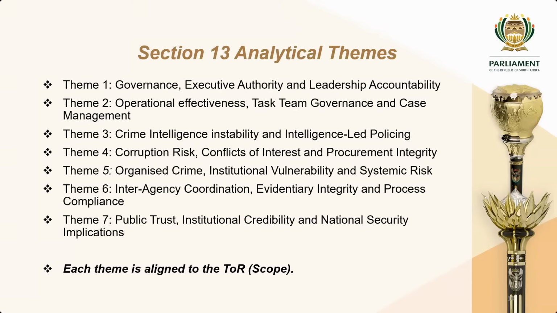So the themes are, theme 1 is your governance, executive authority, and leadership accountability. Theme 2 is your operational effectiveness, your task team governance, and case management. Theme 3 looks at your crime intelligence, stability, and intelligence-led policing. So you can see they're quite similar. Theme 4 is corruption risk, conflicts of interest, and procurement integrity. Theme 5 is organized crime, institutional vulnerability, and systemic risk. Theme 6 is your interagency coordination, evidentiary integrity, and process compliance. Theme 7 is your one around public trust, institutional credibility, and national security implications.